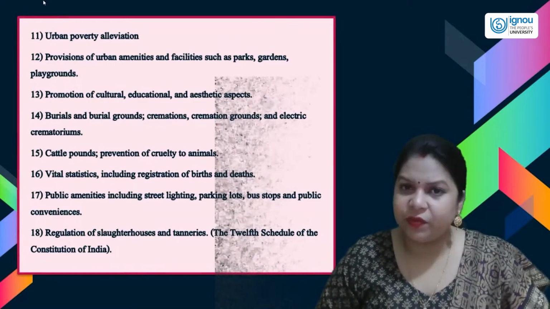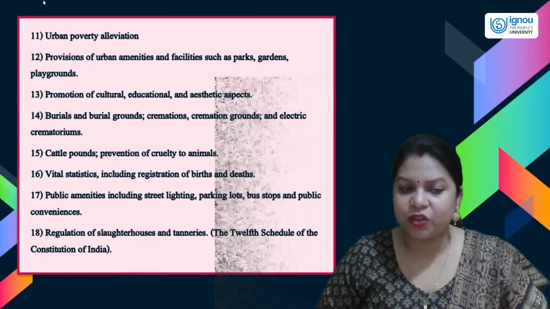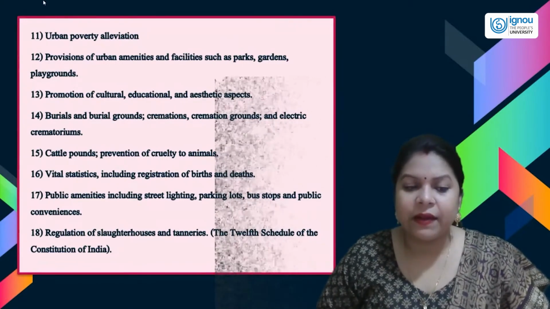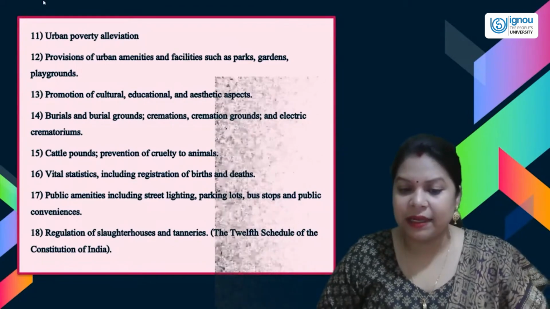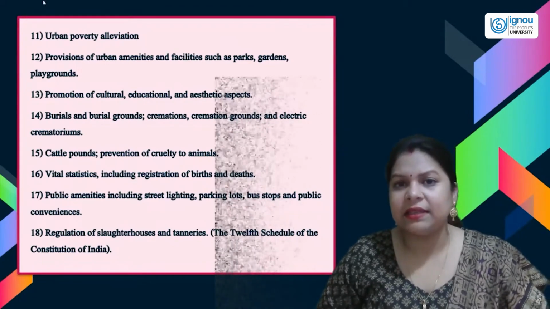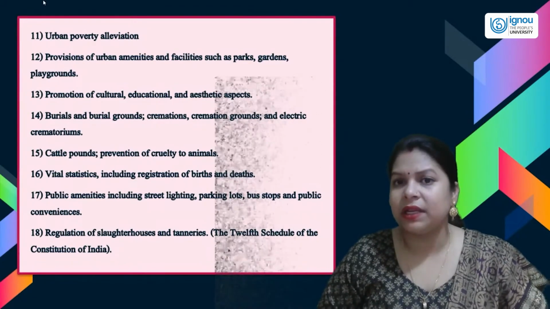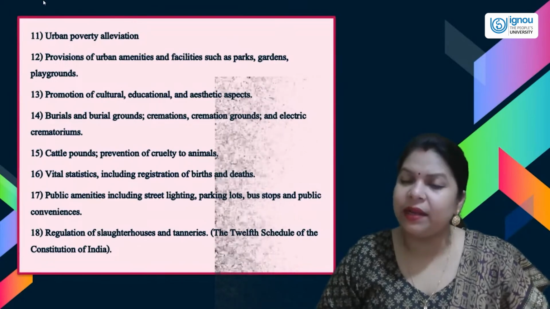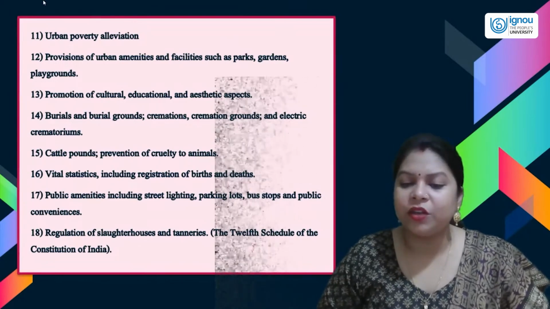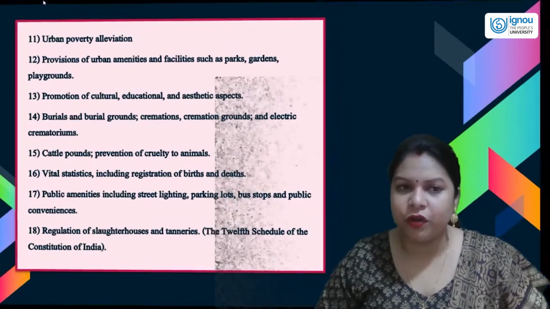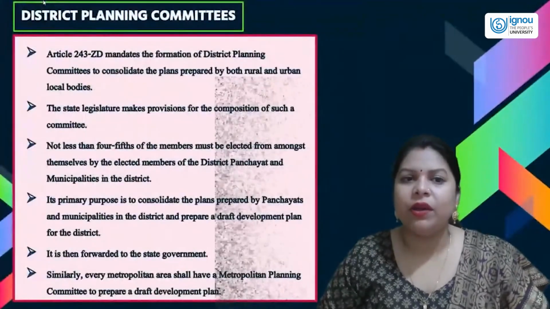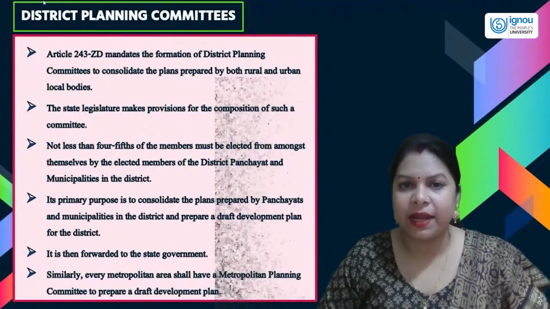Public amenities like street lighting, parking lots, bus stops, and public conveniences, and regulation of slaughterhouses and tanneries. All these are functions or tasks given to the municipality, and they are all written in the 12th Schedule of the Constitution of India. Now, let's move forward to the district planning committees.